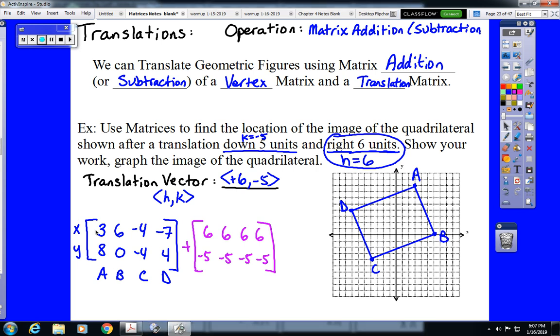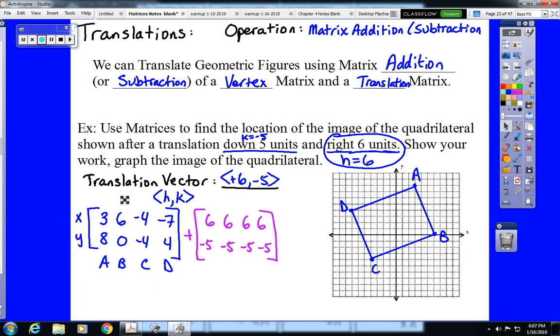Now I've left myself no room to work, so I'm going to have to do a little bit of adjusting here. Have to make this fit.